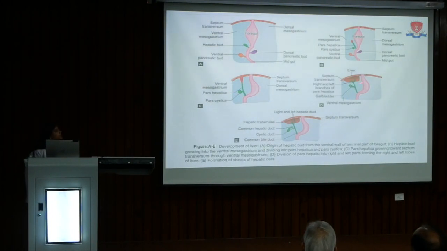Figure D is showing further development of the right and left branches of pars hepatica, which form the right and left hepatic ducts. And the caudal part, pars cystica, develops into the gallbladder. Figure E is showing the formation of hepatic trabeculae and formation of sheets of hepatic cells.